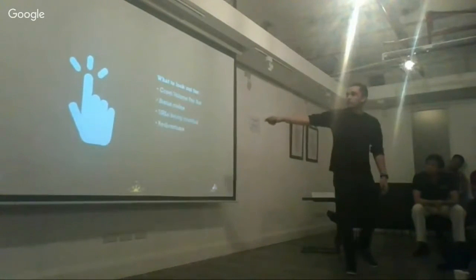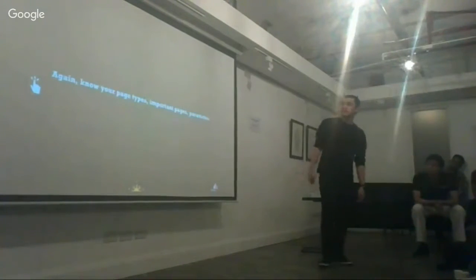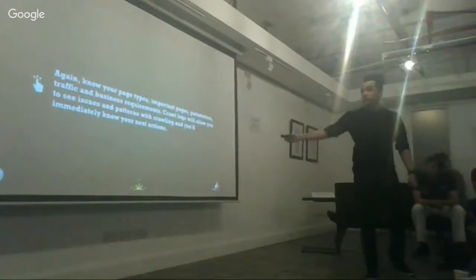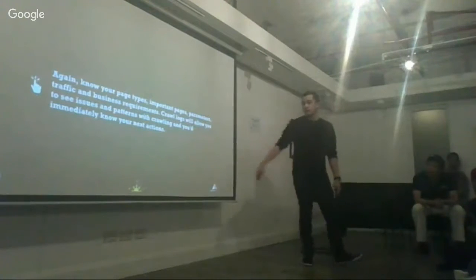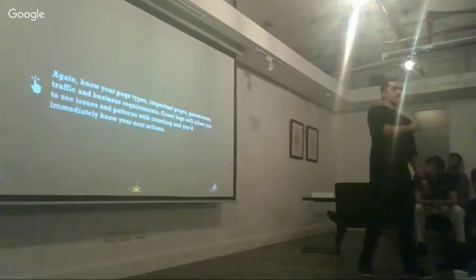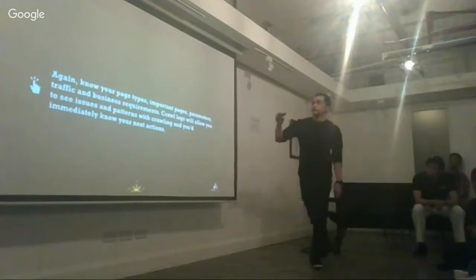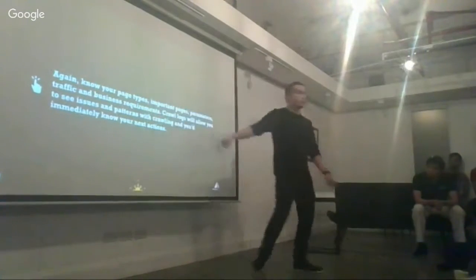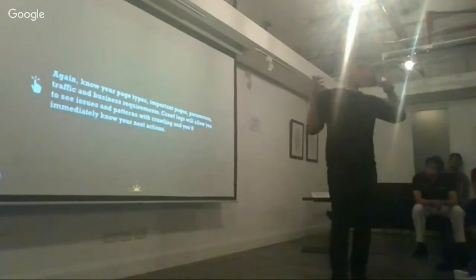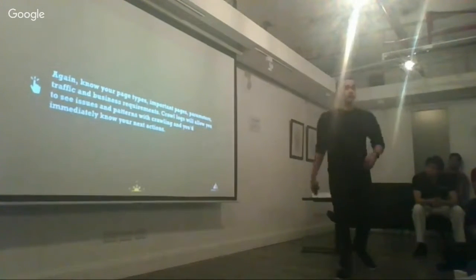So tip, what to look out for, as I said earlier: again, know your page types, important pages, parameters, traffic, and business requirements. Crawl logs will allow you to see the issues and patterns with crawling and immediately know your next action. So this is the best part about it. Once you see all of that data, you know where the problems are and you know what the next action should be. So again, also just to clarify page types as well, Bernard was mentioning earlier, it's also the path in which you have the pages. For example, your category page, that's a specific page. Your subcategory pages, that's another.